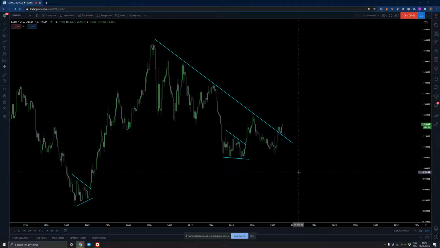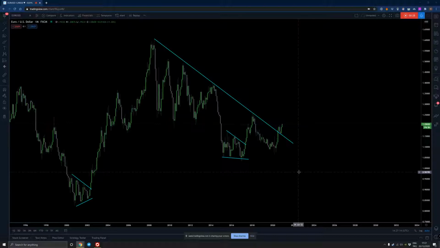Now, what I would like to talk about today is the Euro US dollar chart on a bigger time perspective, okay? It's always very important for you guys to understand the bigger picture so that you will have some type of bias towards the smaller time frames, okay?